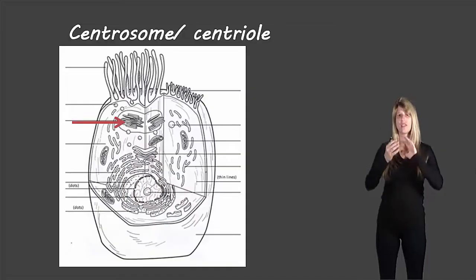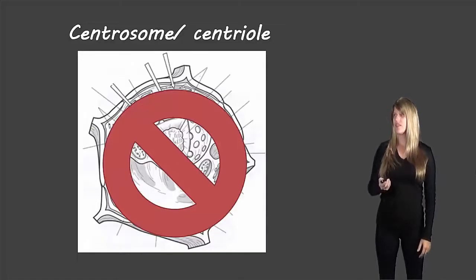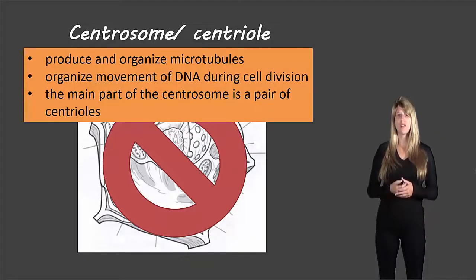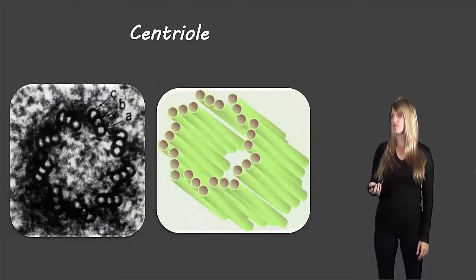of rods all stacked together beside each other. Doesn't exist in the plant cell. And it produces and organizes the microtubules, so those are part of the cytoskeleton. It organizes the movement of DNA during cell division, and we're going to talk about cell division a little bit later in this course. And the main part of the centrosome is a pair of centrioles. So there are two centrioles inside of the centrosome.